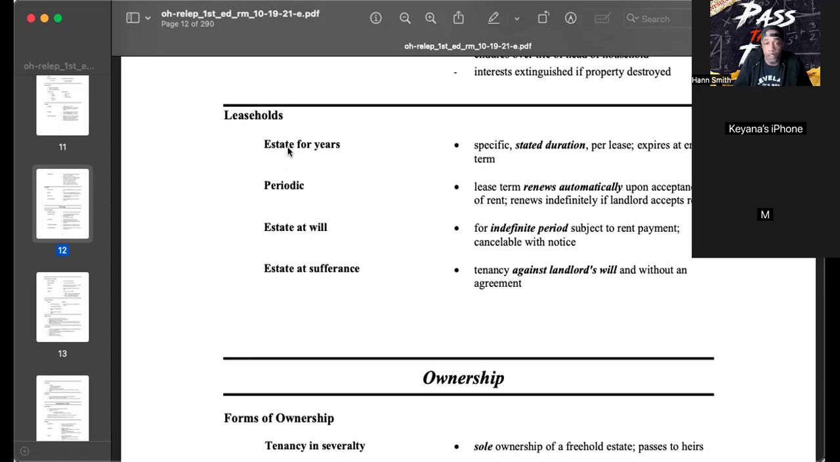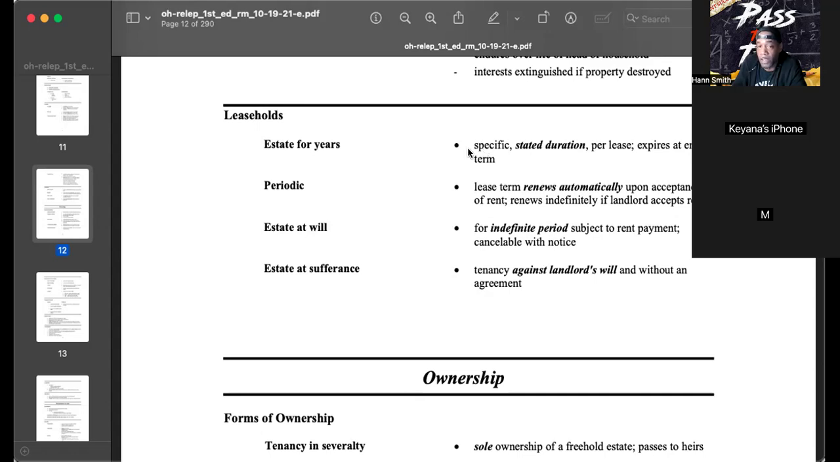All right. So estate for years, this is a type of ownership, it's specific. Stated duration, know that it's a stated duration. That's the thing that differentiates this. All these little italic things are the ones that really differentiate these from the others. It's just got a stated duration per the lease, expires at the end of the term. All of them will have a term, except this one. But what that means is that it has a definite duration, a start date and an end date per lease, and it expires at the end of the term.